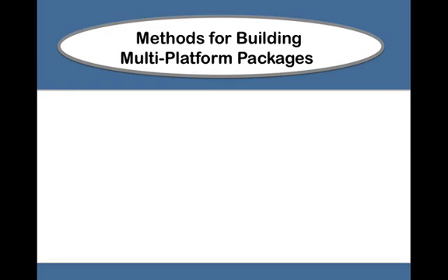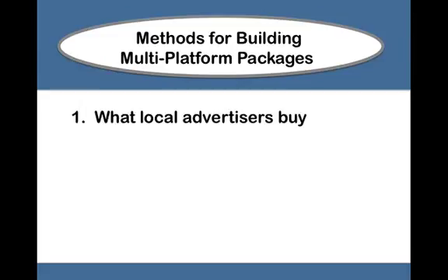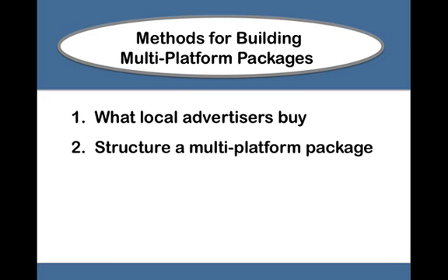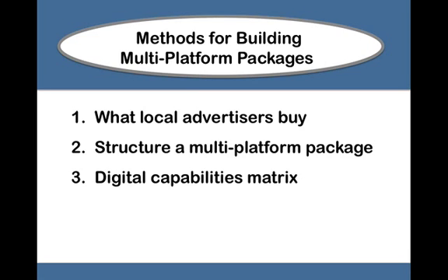In this module, we're going to review methods for building a multi-platform package. First, let's diagnose what local advertisers are really buying from us today, and it's different than what we used to sell them. Number two, the structure of a multi-platform package. I'm going to give you some ideas of how to reverse engineer this from where we usually start building and designing our packages. Number three, I'm going to give you a strategy called the Digital Capabilities Matrix, just to help make sense of all those different digital advertising opportunities that you are now selling your clients.